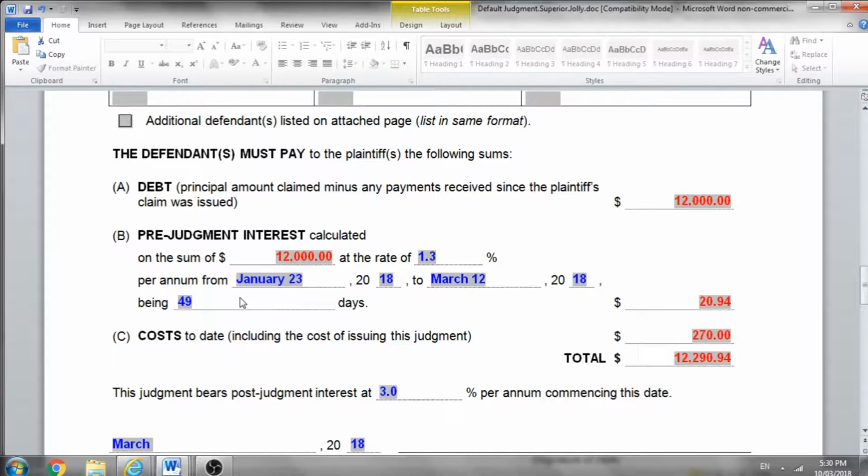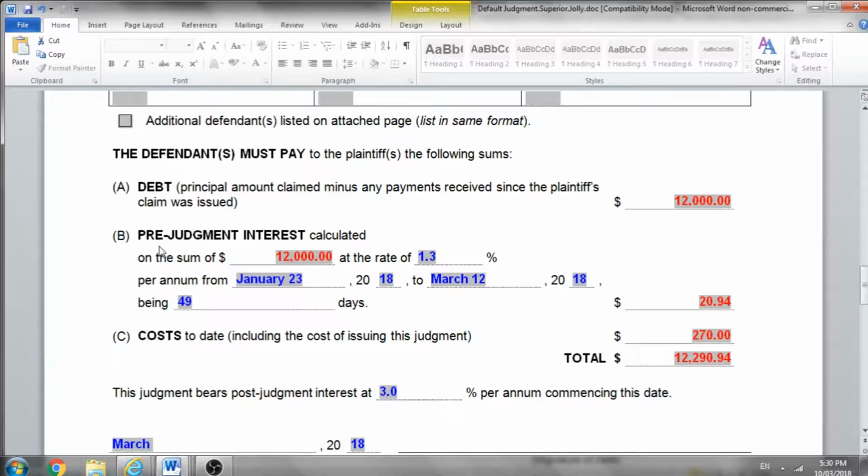Next, we need to calculate the amount of the default judgment. You may remember that in the plaintiff's claim we were suing for $12,000 on account of goods that were rendered, but the invoices were left unpaid. So we're going to type in the amount of $12,000 as being the principal amount of the debt. In Part B, we're going to claim for prejudgment interest.